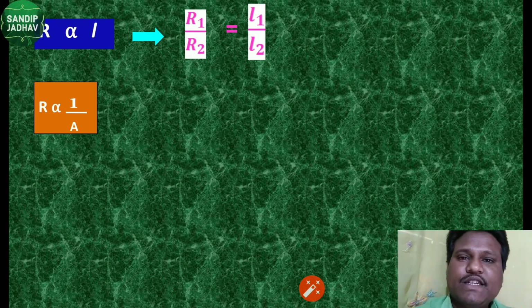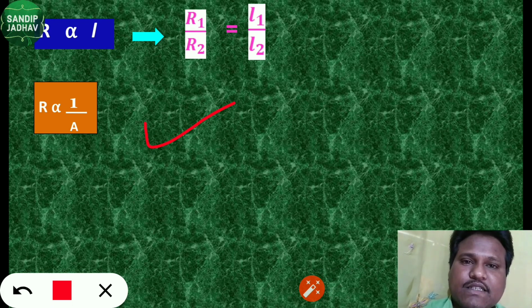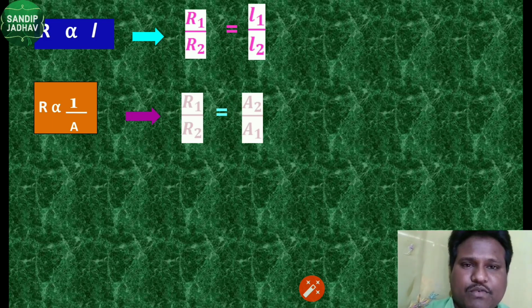The next factor on which resistance depends is area of cross section. If the area of cross section is more, that means we are using a thick wire, then the resistance of that particular wire will be less. That means resistance is inversely proportional to area of cross section. So we can write R1 upon R2 will be equal to A2 upon A1.